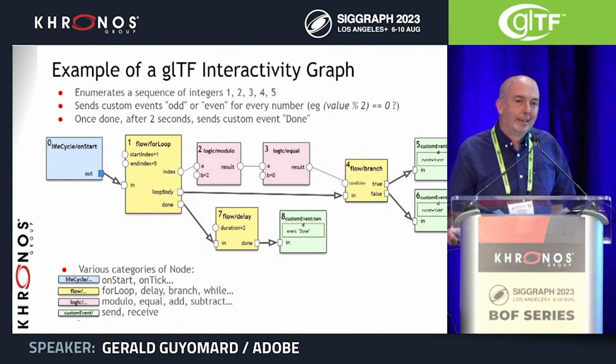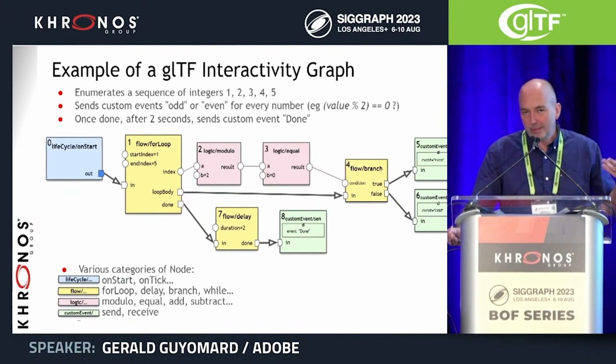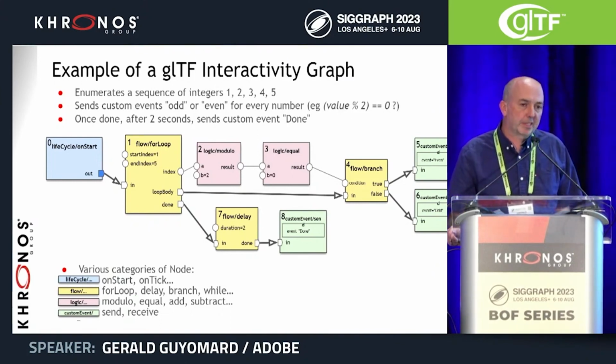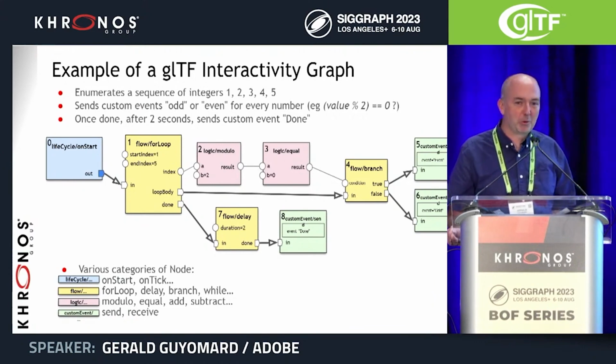For every number, we're going to send an event. An event is just like a message, or think a print. That's the same principle. It's going to say odd or even depending on the value. So 1 is even, 2 is, no, 1 is odd, 2 is even, you see? I can be wrong too.